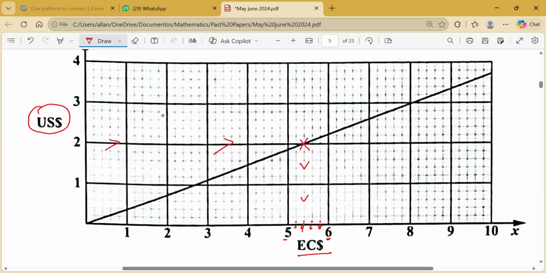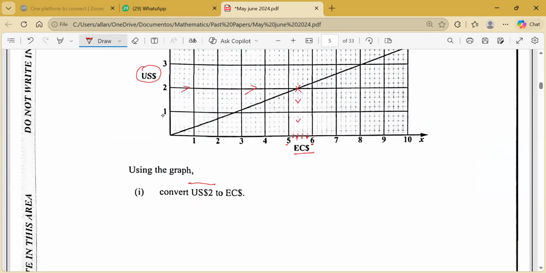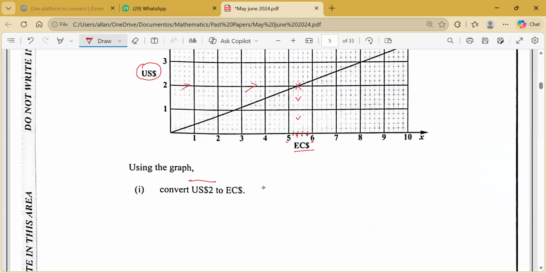So let me just minimize this again and write the answer here. Because they say using the graph, you have to use the graph. And we got as our answer that US $2 is equivalent to EC $5.40.